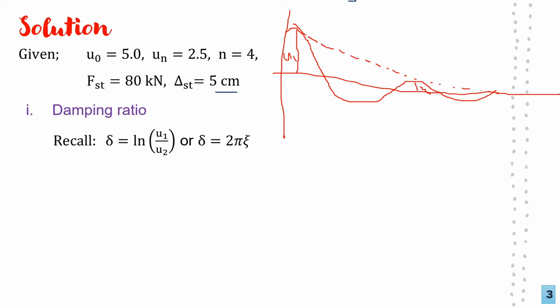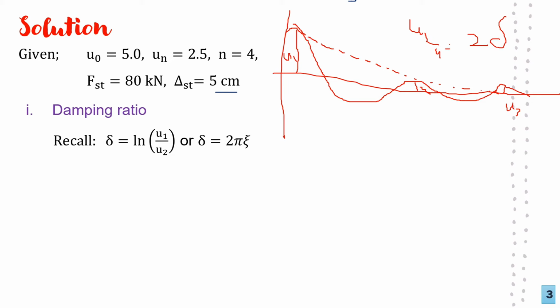And we said if you want to get the logarithmic decrement, the rate at which this decrement occurs, then you just need to get the natural log of U1 over U2, or any two consecutive amplitudes. So you cannot take U1 divided by U3. If you say U1 divided by U3, you'll be talking of 2 cycles. So that will be 2 times that logarithmic decrement.